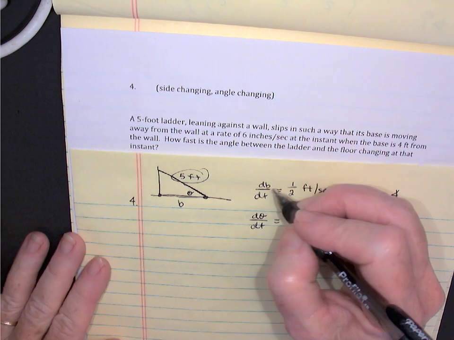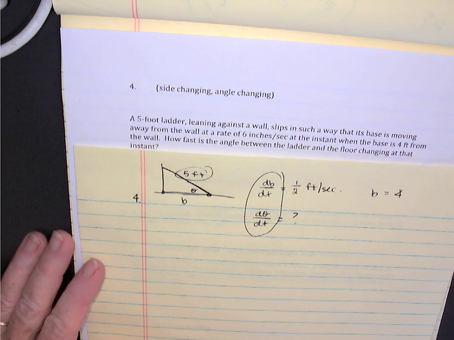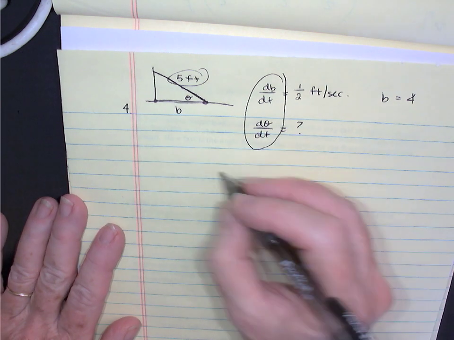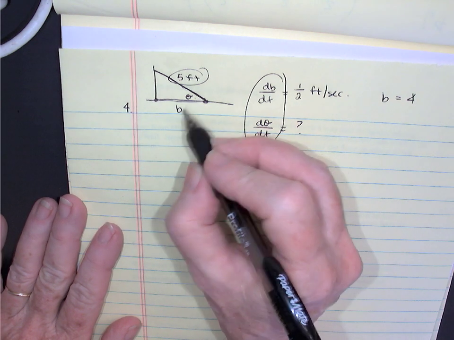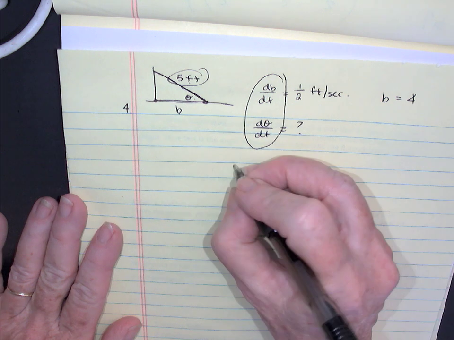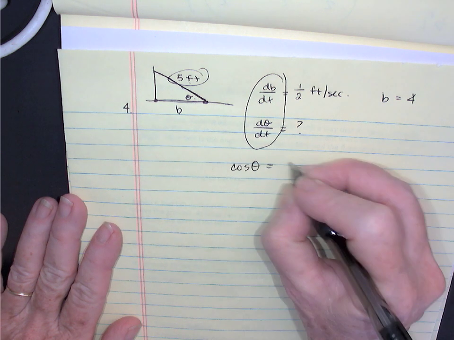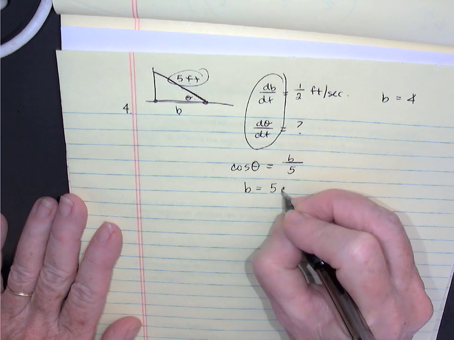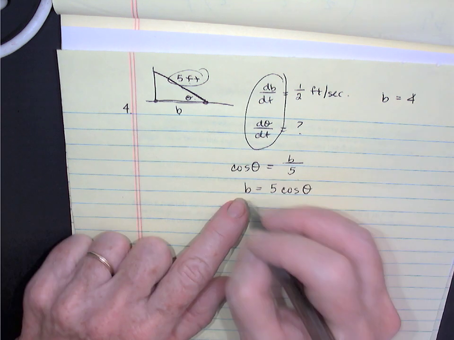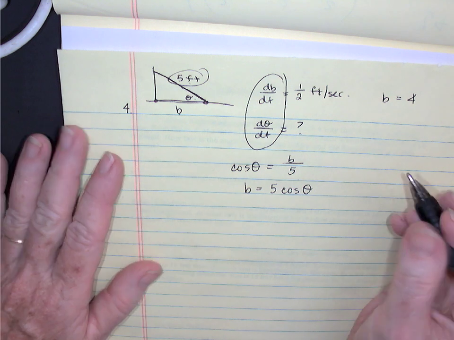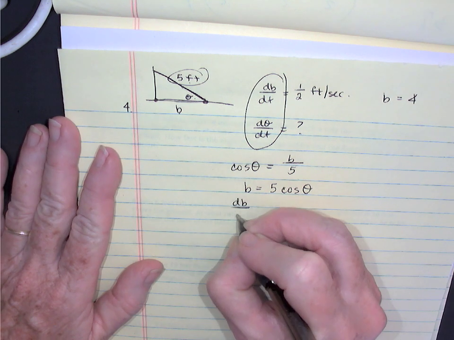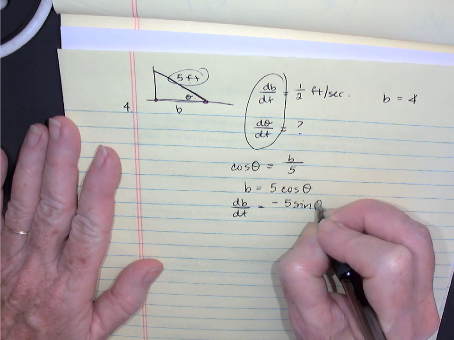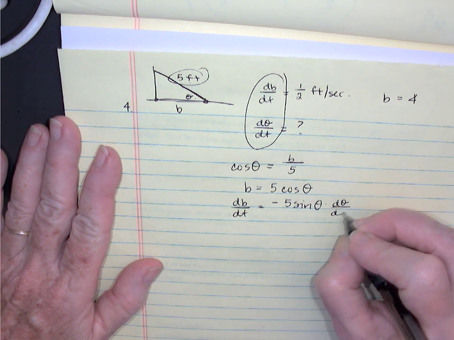Okay, so we need a relationship between these rates of change, but we're always going to start with a static relationship. So what I know is that the relationship between theta and b and 5 is cosine, right? So I could say cosine of theta is the adjacent over the hypotenuse, so then b is 5 times the cosine of theta. And I'm going to take the derivative of both sides with regard to t. So dB/dt is going to be -5 times the sine of theta times dθ/dt.